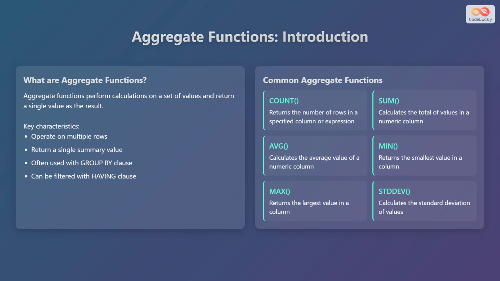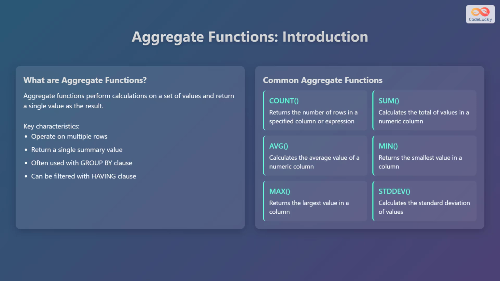Now let us discuss aggregate functions. Aggregate functions perform calculations on a set of values and return a single value as the result. These functions operate on multiple rows and return a single summary value. They are often used with the GROUP BY clause and can be filtered with the HAVING clause.